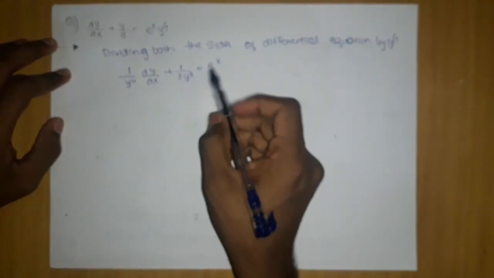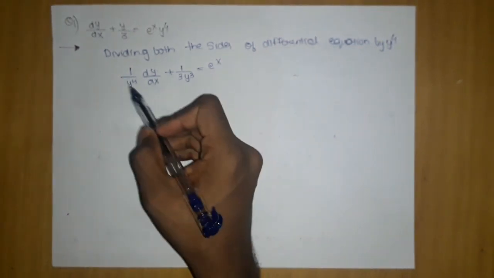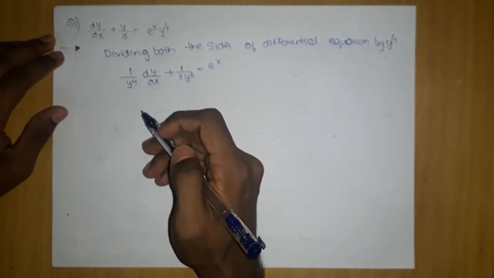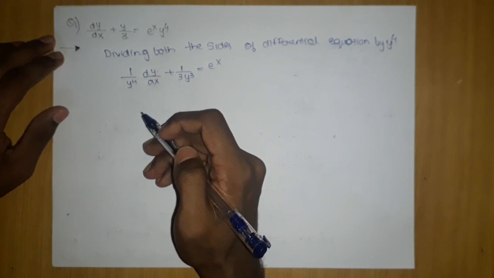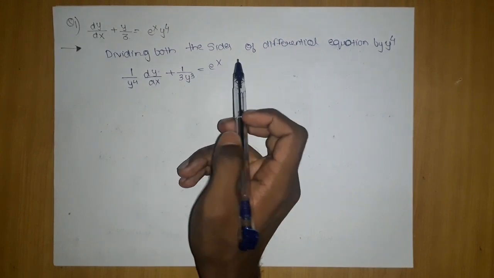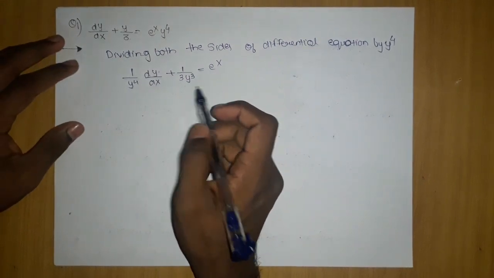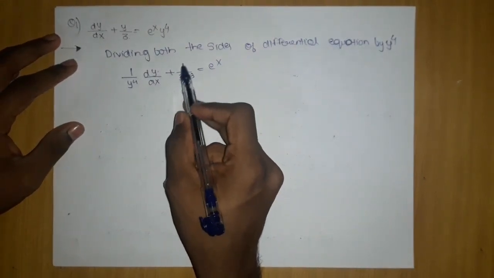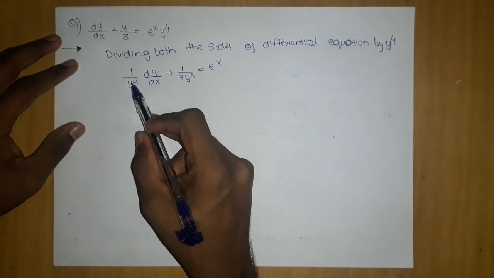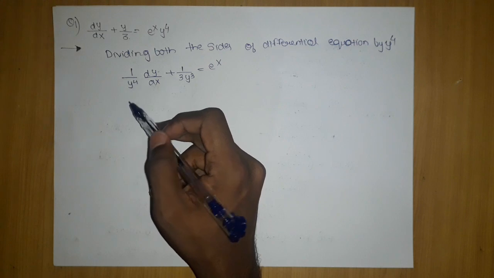So now one thing is correct, that here only an x term is there, but here we have 1 by y power 4. But if you remember the format, f dash y into dy by dx plus f of y equals q of x. So here you will get f of y. So our f of y is 1 upon y cube, and this is our f dash. Okay, so we can do that.